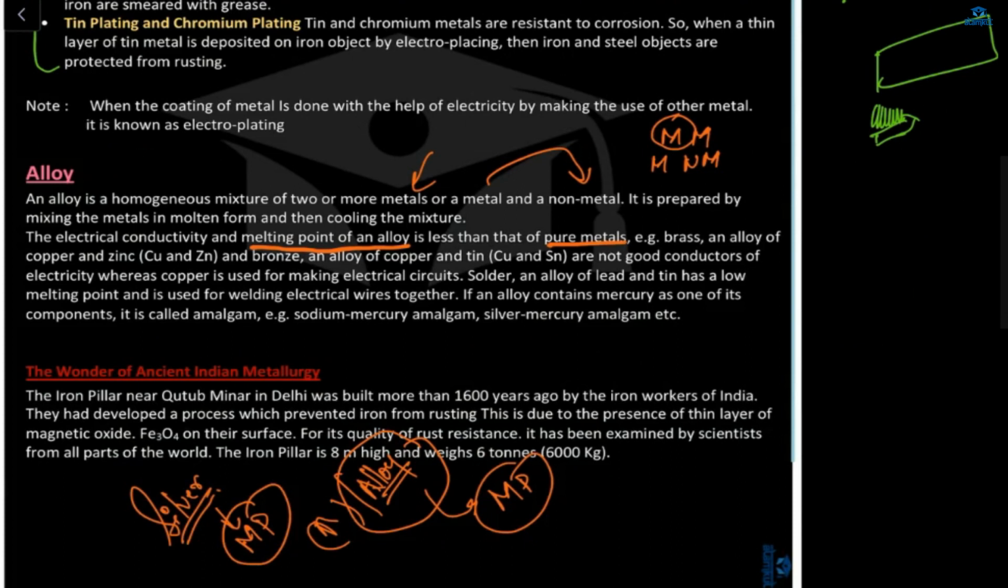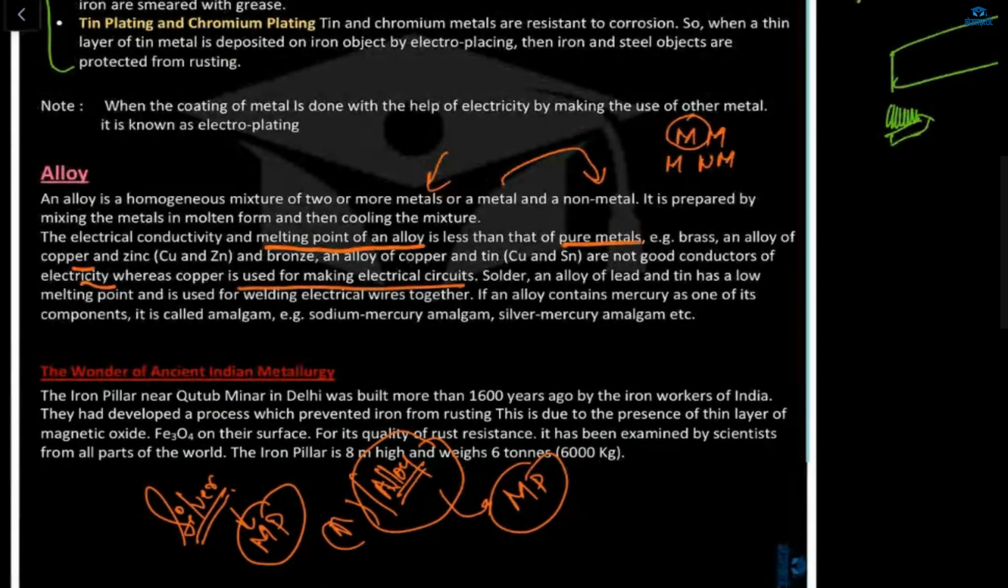For example, brass is an alloy of copper and zinc, and bronze is an alloy of copper and tin, which are not good conductors of electricity. But copper is used for making electrical circuits. Why? Because copper is a pure metal, but an alloy is not a good conductor of electricity, it's a mixture and has a very low melting point. That's why it is not a very good conductor of electricity.